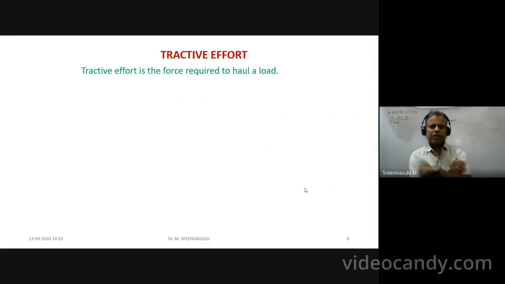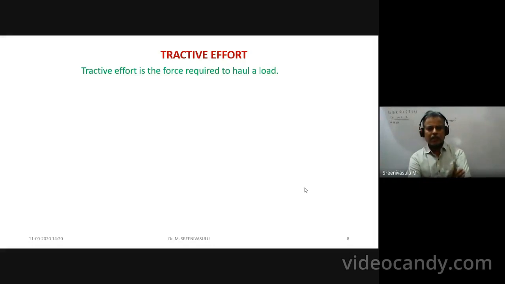Then if you try to consider tractive effort, it is actually being calculated by you all. I think in the name of tractive force itself, when a vehicle is moving up the hill or on a slope, I think you all remember that this particular aspect has been calculated in your Dynamics of Machinery.